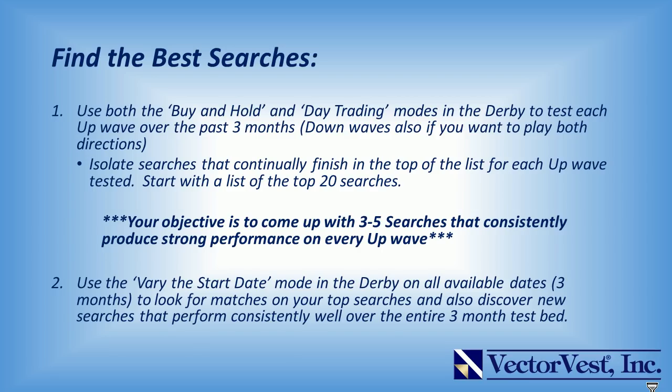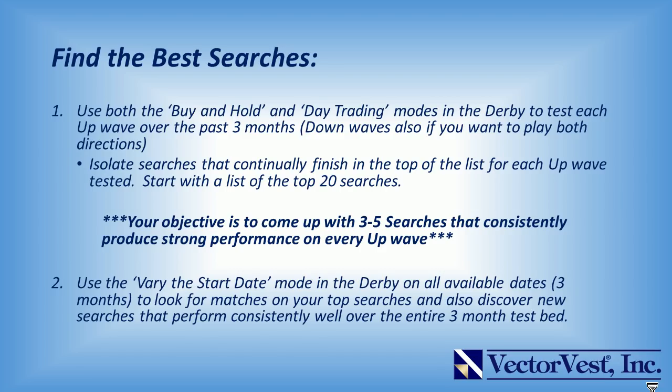And so what we're going to do is start with a list of about 20 searches, and then we're going to start isolating and working forward. On the first run from 4-4 to 4-6, we'll try to get 20-25 searches in there. Then as we go forward and test the next wave, which was 4-9 to 4-12, and then 4-13 to 4-23, as we keep going through the waves, we're going to keep reducing the number of searches, because we want to walk away with the 3 to 5 searches that perform well in each of the up waves. Not necessarily the top of every list, but in the top batch.